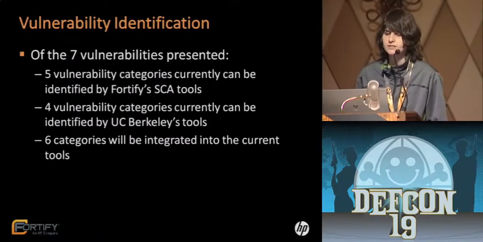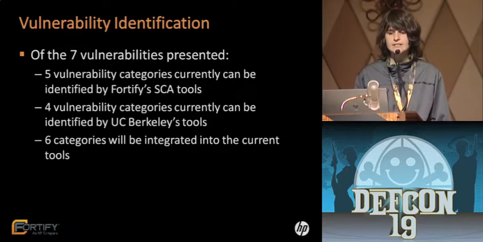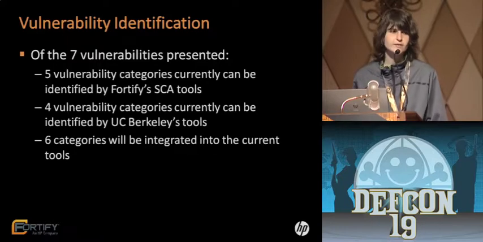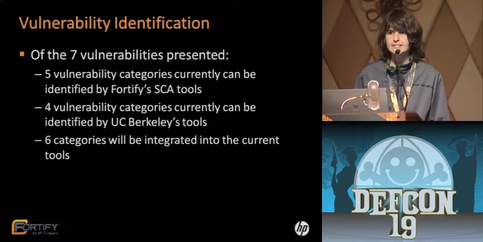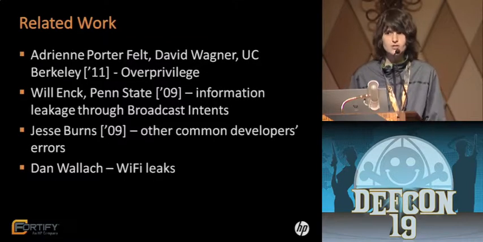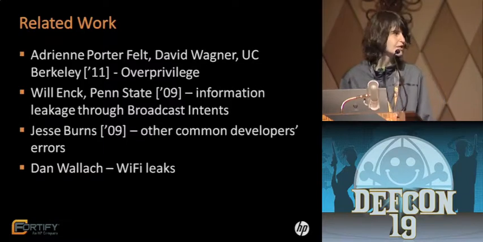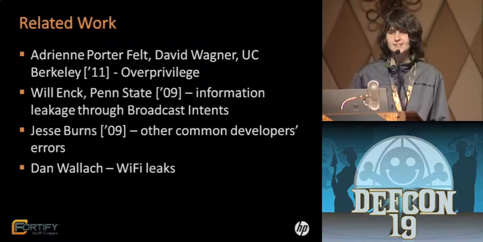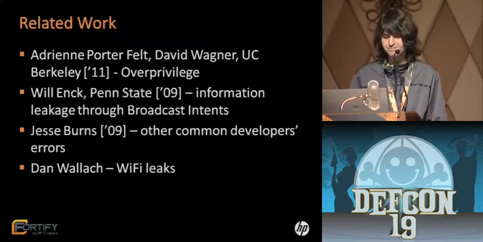In terms of which tools identify which vulnerabilities, Fortify's tool currently can identify 5 out of the presented vulnerabilities, and Berkeley tools identify 4, and after we collaborate and combine the 2 analyses, we plan to be able to identify 6 out of the 7 automatically with the tools. Our work and research and this talk were inspired by a number of other researchers, and the names of some of them are on the slide. So if you want to learn more, go read those people's work.